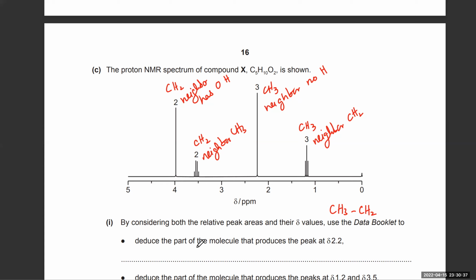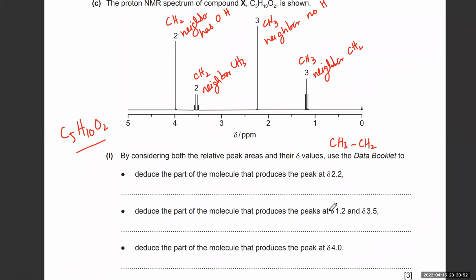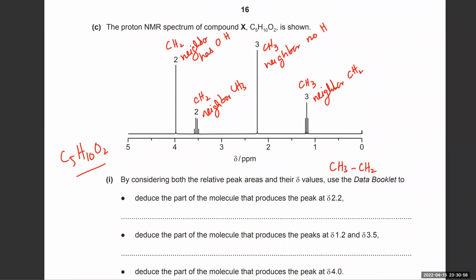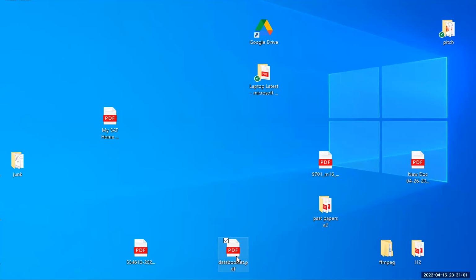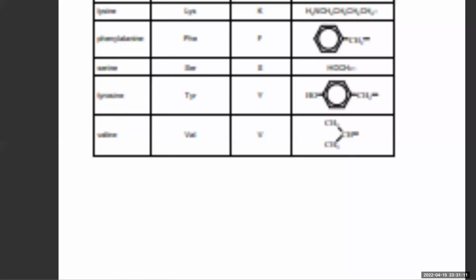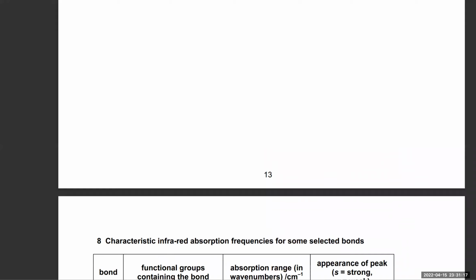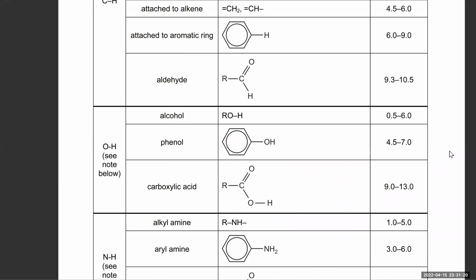Then what we can do is deduce the part of the molecule that produces a peak. Remember, the formula of this molecule is C5H10O2, I think. Deduce the part of the molecule with peaks. So we can refer to the data booklet in this case, because I don't think we can derive any other information from this. So I'll just open up the data booklet, and if I have a look at the data booklet, okay, chemical shift. Infrared, this is carbon spectra, this one.